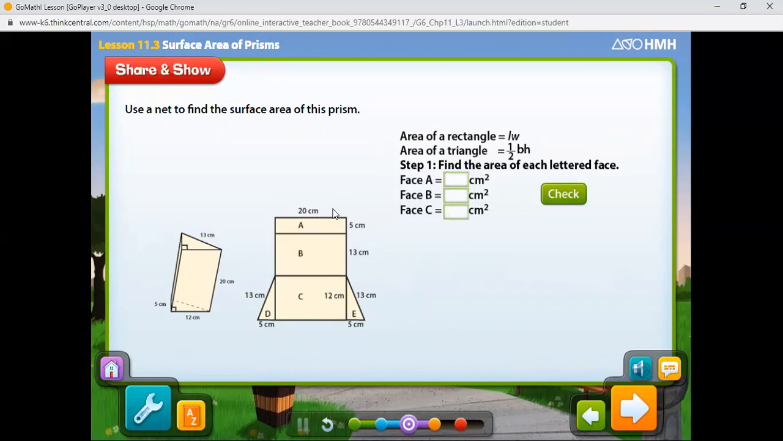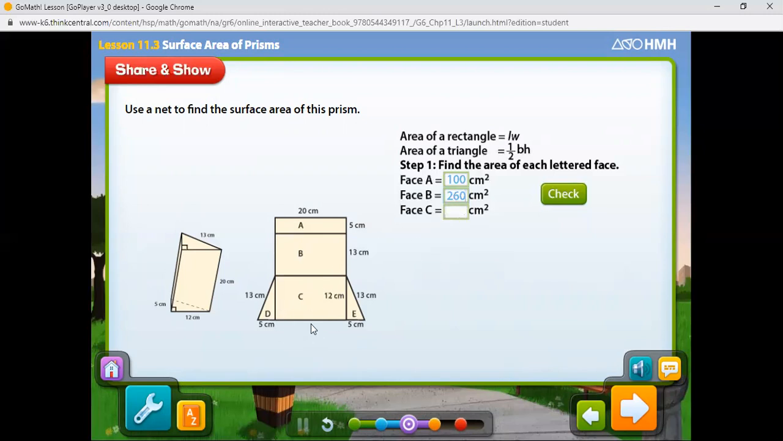They want you to find the area of A. So you just multiply the length by the width. So 5 multiplied by 20 is going to give you 100, right? Then face B. Now B is going to be 20 because this is 20, so the opposite side is also going to be 20. So 20 multiplied by 13 is going to give you 260. 2 multiplied by 13 is 26 and then add the 0.